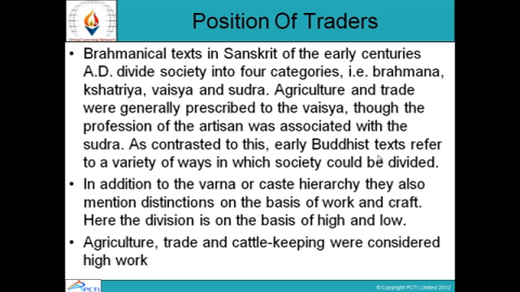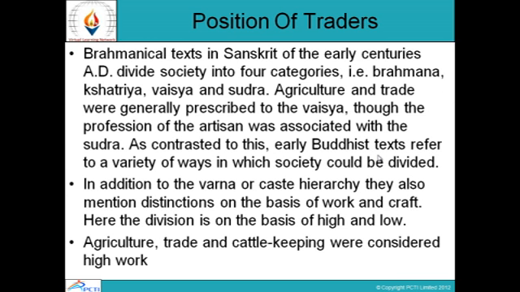Position of traders. Brahmanical texts in Sanskrit of the early centuries AD divide society into four categories, that is Brahman, Kshatriya, Vaisya and Shudra. Agriculture and trade were generally prescribed to the Vaishya, though the profession of the artisan was associated with the Shudra. As contrasted to this, early Buddhist texts refer to a variety of ways in which society could be divided. In addition to the Varna or caste hierarchy, they also mention distinctions on the basis of work and craft. Here the division is on the basis of high and low.